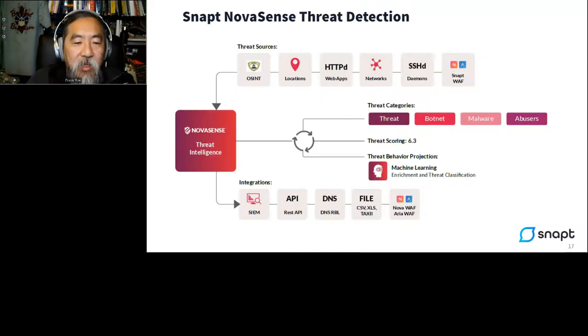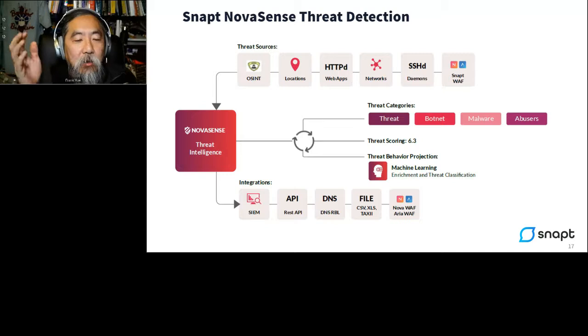So to give you a little more detail of how, for example, we do it with Snapt NovaSense. Here you can see on the left-hand side, we have the NovaSense Threat Intelligence. This is my engine that's doing the analytics and collecting the information and giving us information. And you can see on the top, I have my various threat sources. Like I mentioned, I have my open source intelligence. I have my locations, IP addresses, for example, my web apps, my networks, my daemons, and of course that proprietary information, my Snapt web application firewall sending me really useful information.